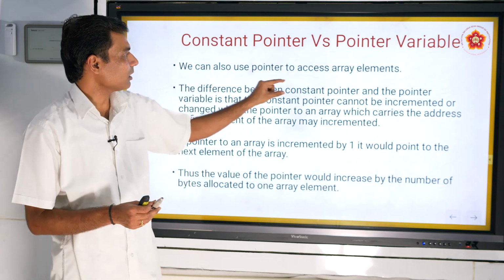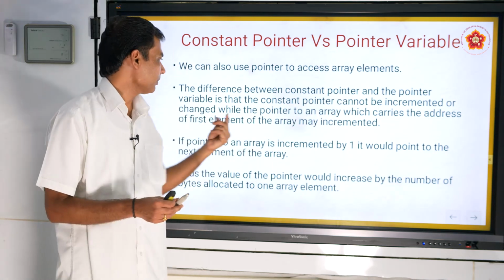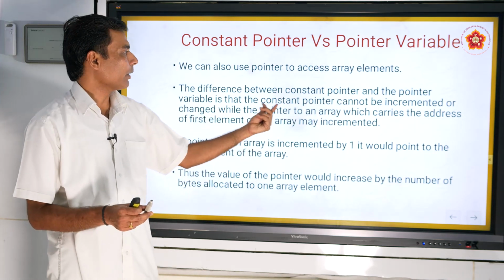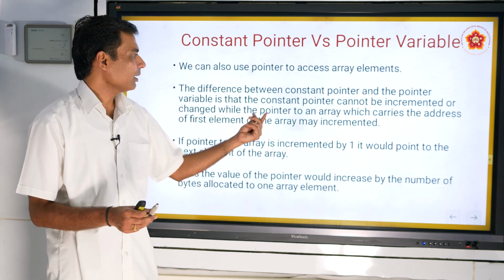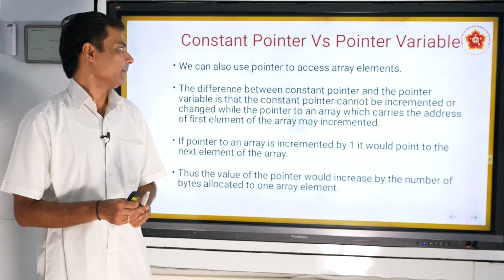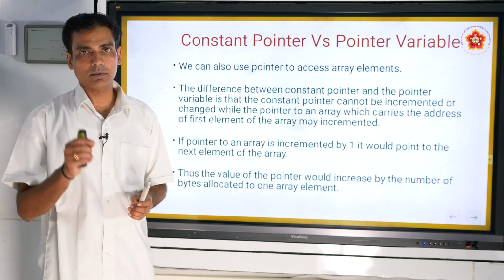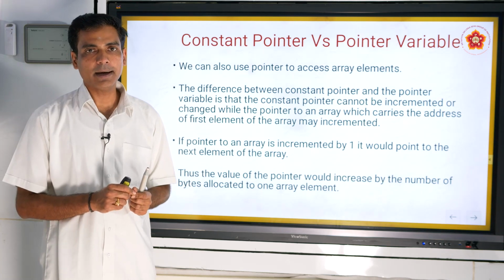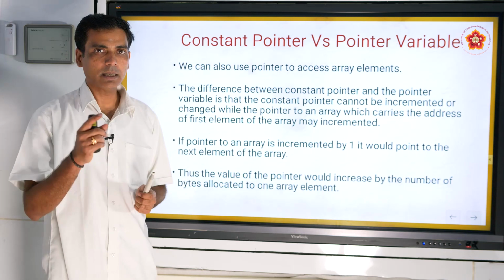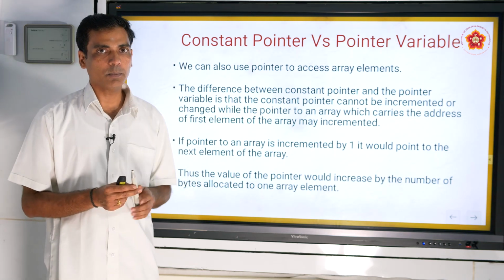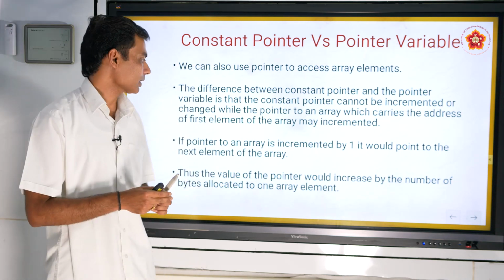The difference between a constant pointer and a pointer variable is that a constant pointer cannot be incremented or changed, while a pointer to an array, which carries the address of the first element of the array, may be incremented. That we can increment. The array name represents the address of the first element of the array, which is not a constant pointer. That we can increment. But the constant pointer we cannot increment. It will be fixed, made to point to one memory location.